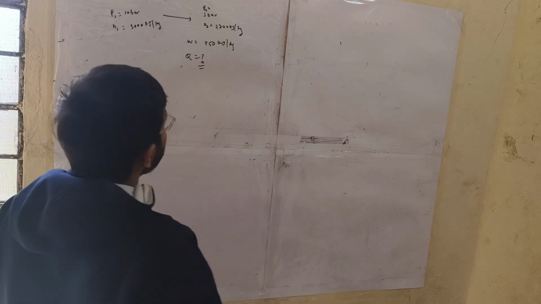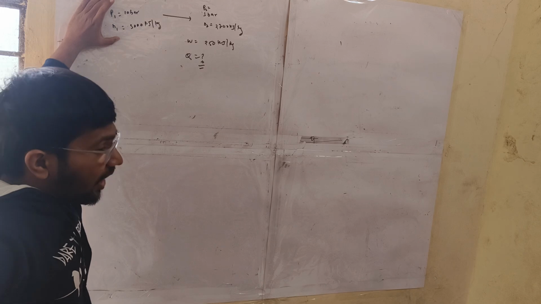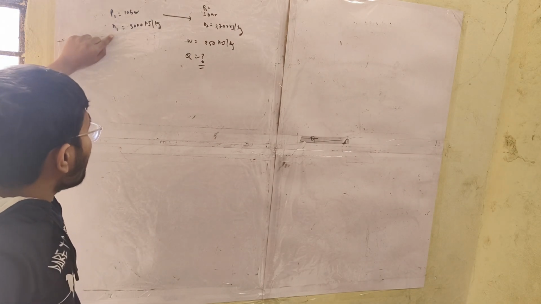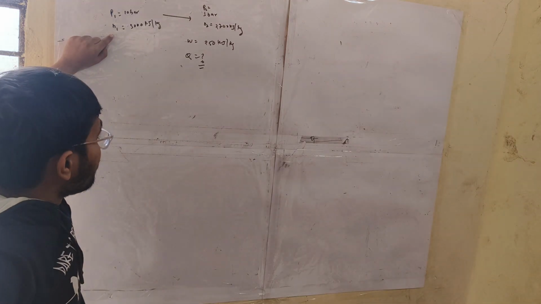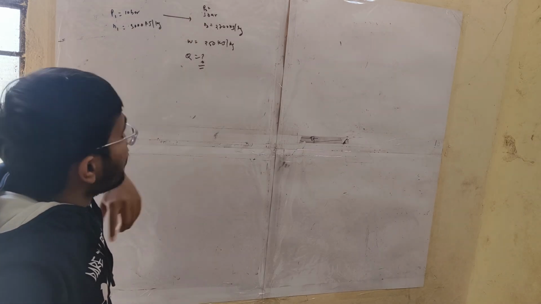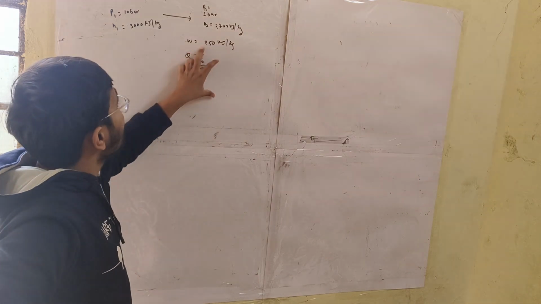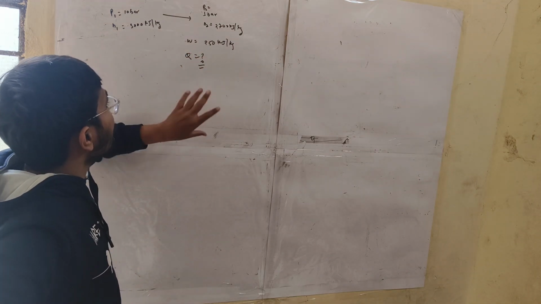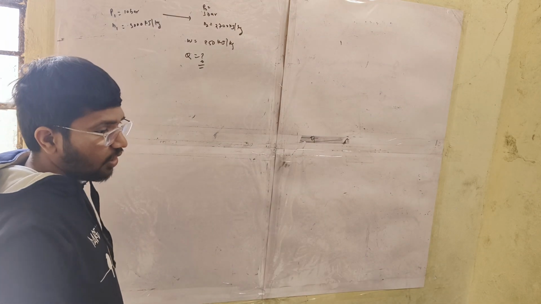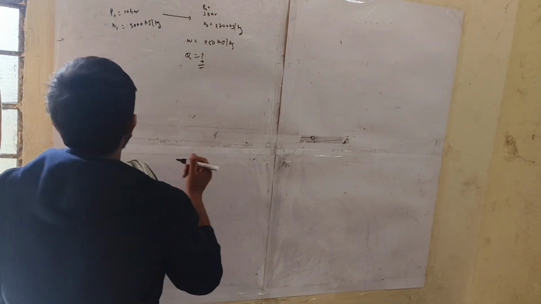Basically this is a problem of the steady flow energy equation. We have a turbine, the working fluid enters at this pressure and enthalpy, and when it exits from the turbine it has this pressure and enthalpy. The work we get through this turbine is 250 kilojoule per kg. Now we have to find how much heat is transferred through the casing. It is basically a steady flow energy equation.